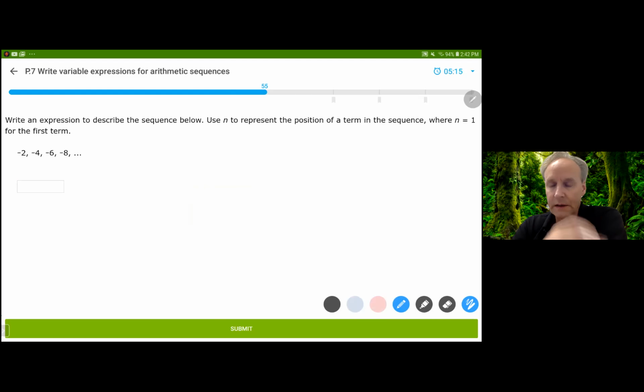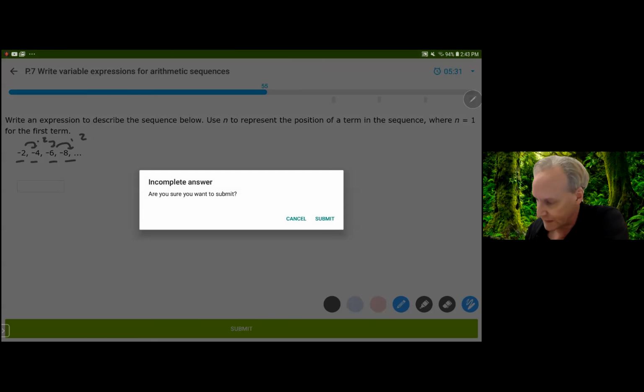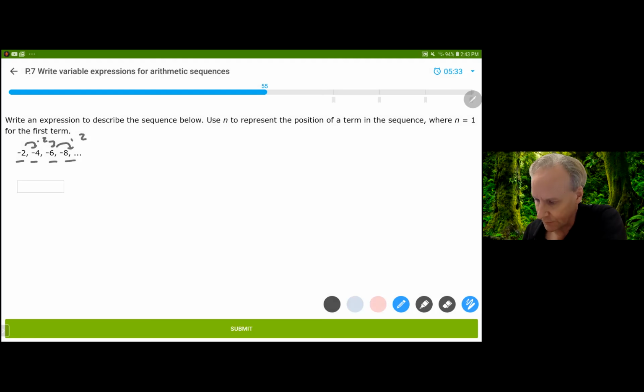Now this one is a multiplier. You can see that we multiplied by -2 every time. So the increase, in other words, is it's being multiplied by 2 every time, isn't it? We're just multiplying by 2 every time. Oh, dang it. Cancel. There we go. -2n.